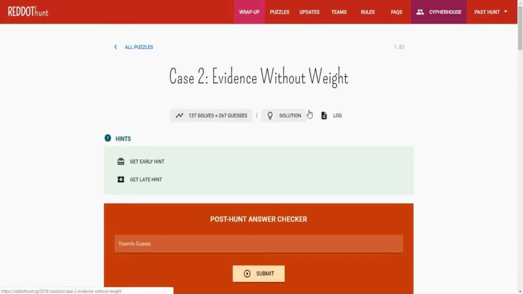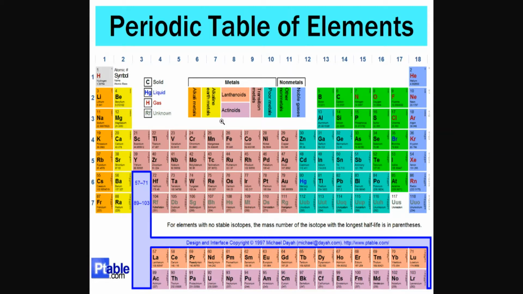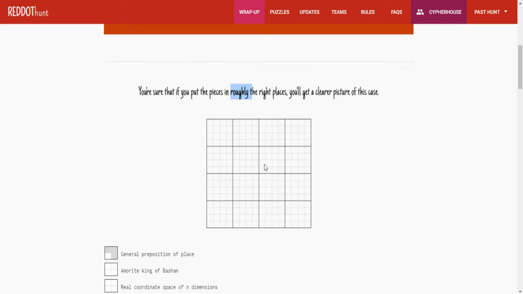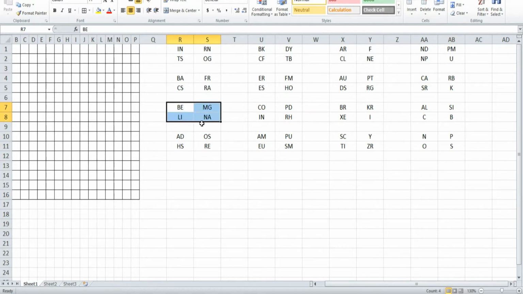I believe in the puzzle, things like weight refer to atomic weight, and the fact that this says you need to put the pieces in roughly the right spaces means the periodic table doesn't look like a 16 by 16 grid at first glance, but if you kind of roughly put things in the correct places, we might be able to make it that way. So we don't have just an H for hydrogen anywhere within our answers, but we do have Li, Be, Na, and Mg, and in fact they're all right here.